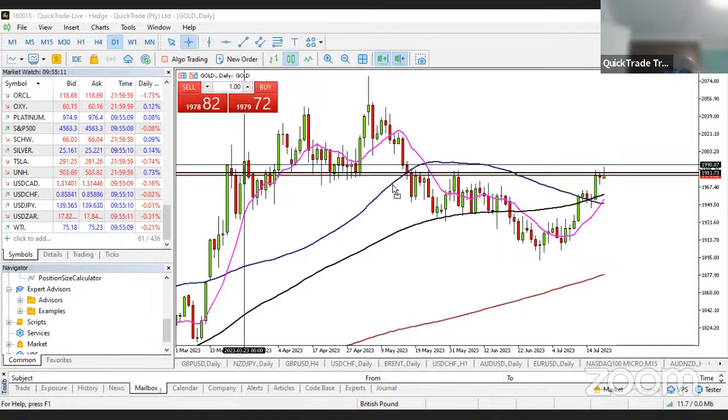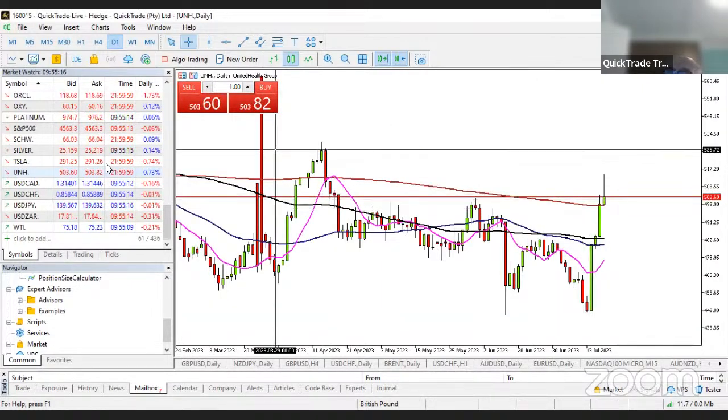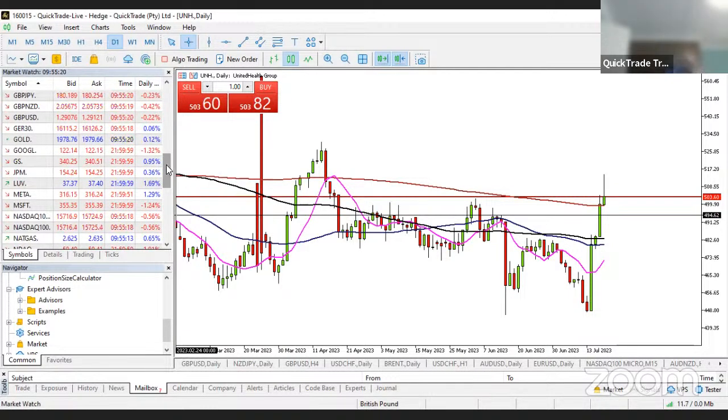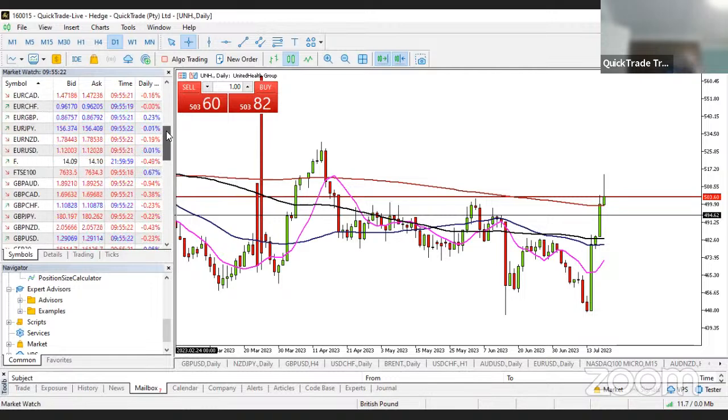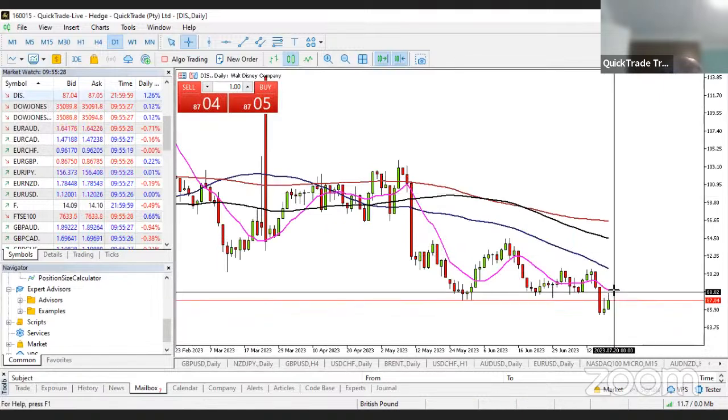Someone mentioned UNH the other day. Who the heck was it? Somebody, I don't know. Wait for that. Disney, I'm keeping an eye on. We might get one on Disney. I quite like this one, if I can get an entry. No, I think I keep missing it.